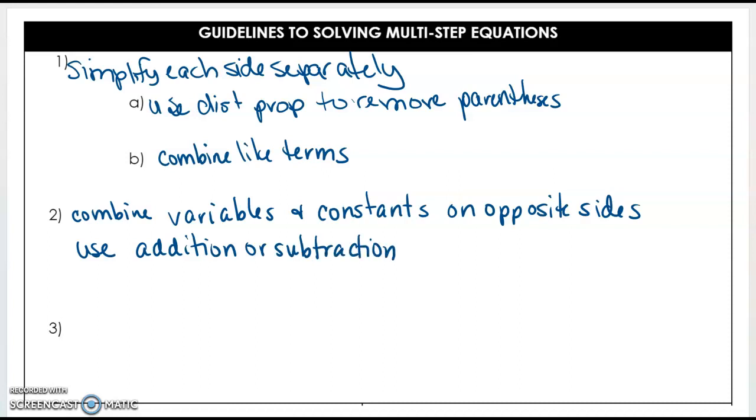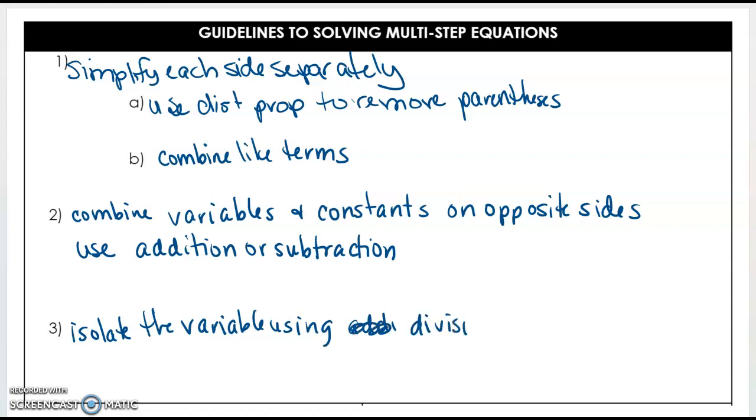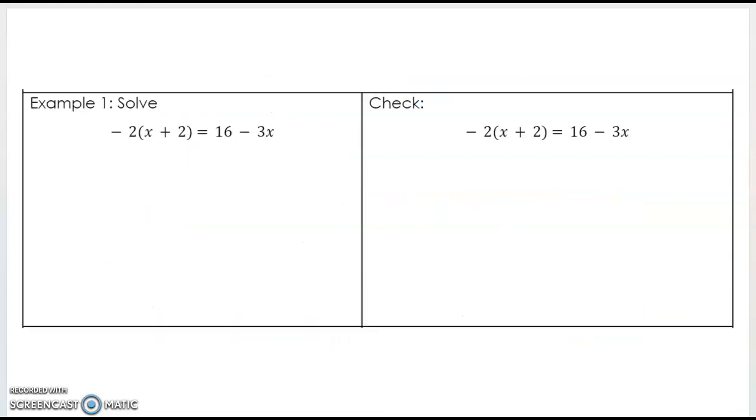Once you have all your variables together and all your constants together, you can then isolate the variable using division or multiplication. Let's try one and go through these steps together.